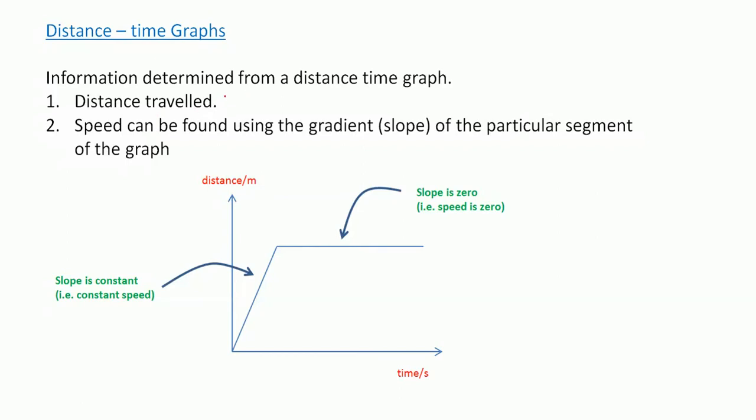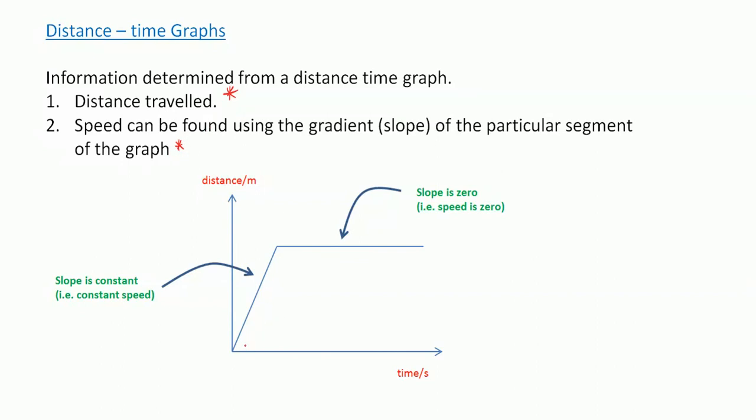First thing is that we can use the distance time graph to determine distance traveled, right? Because if we look directly from the graph, we have distance against time. So therefore, at any point in time, we can determine the distance traveled by the object. We can also determine the speed from a distance time graph. The speed can be found using the gradient or the slope of a particular segment of the graph, right?